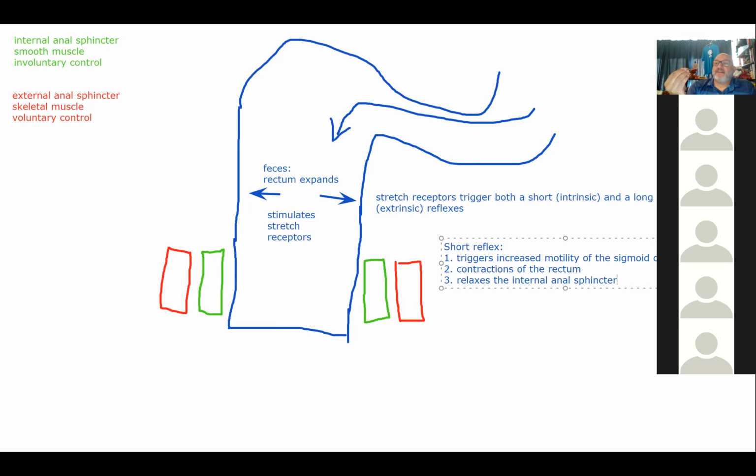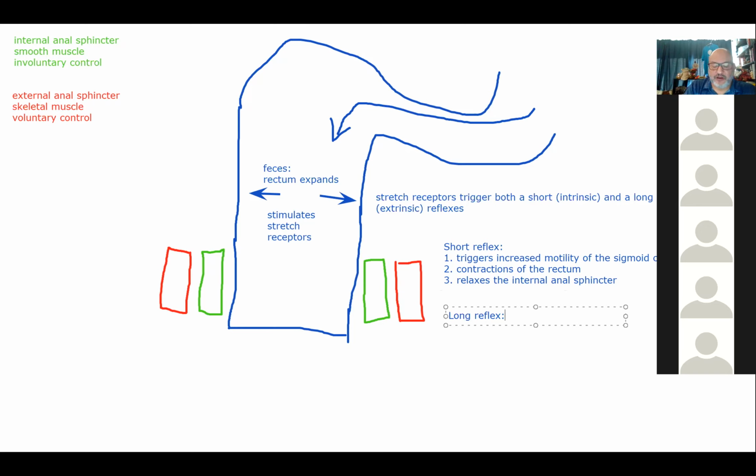Now, of course, when you feel that sensation, do you instantly defecate right away? Or do you defecate even before you're aware of those sensations? No. And the reason for that is that you feel the sensations. You feel that contraction of the rectum. You feel the expansion of the rectum. You feel the relaxation of the anal sphincter. You feel the need to void. But you don't void instantaneously because of the long reflex. Remember, the long reflex is going to involve the central nervous system.